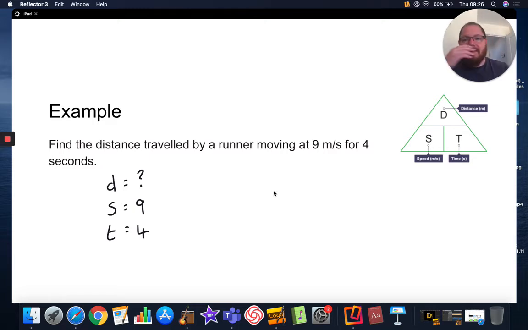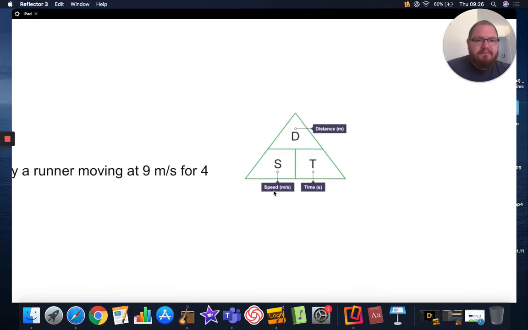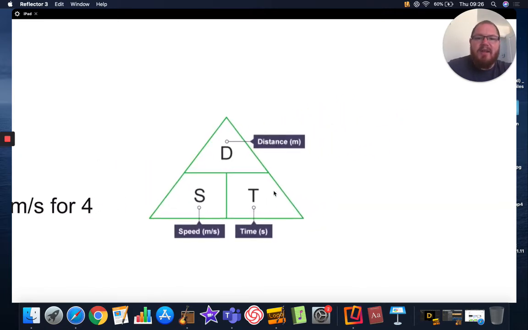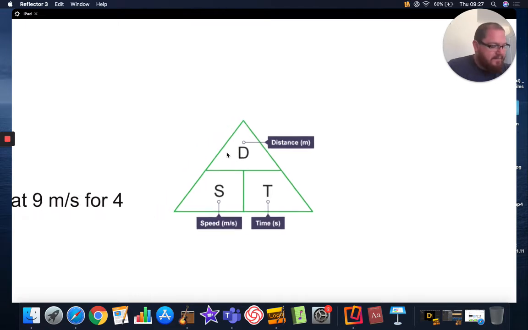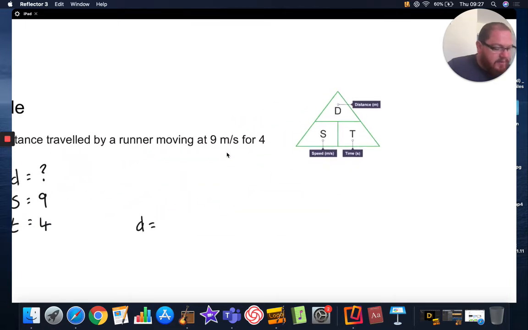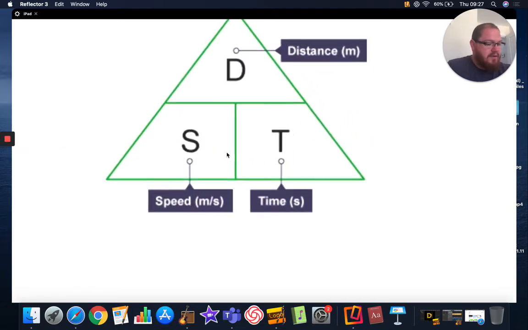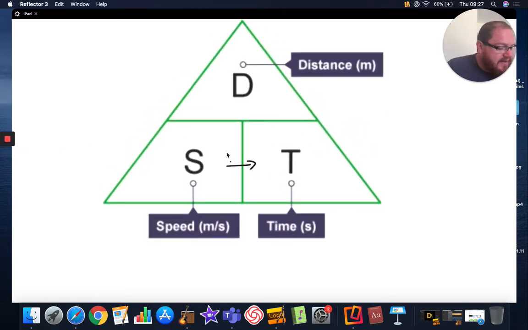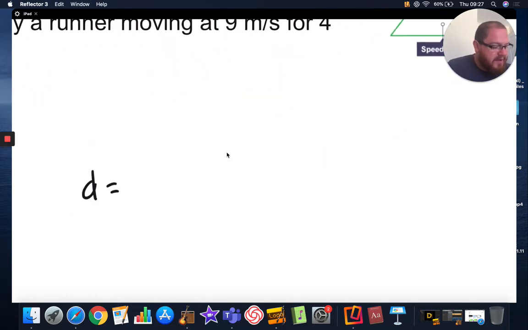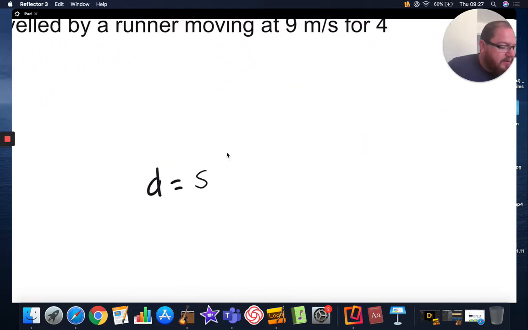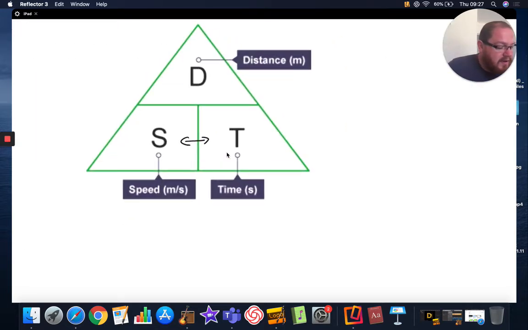Okay. Now I go over to my triangle. I'm looking for distance this time. So I'm going to put my finger, or my mouse in this case, over D. So D equals something. Well, you can see now S is right next to T. And that means it's times by. If there are letters next to each other, they're times by. So this is D equals S times T, because they're next to each other. You could almost put a cross in the middle there, because they're tied up to each other.